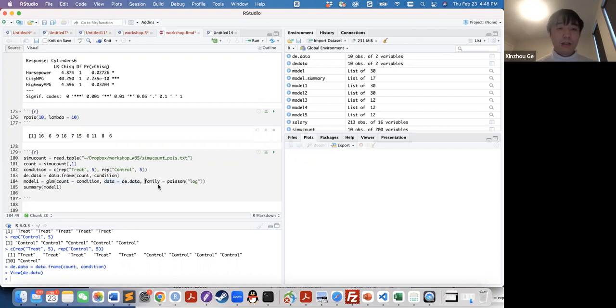The final input argument is the type of regression we are using. Here we are doing Poisson regression, so we make family equal to Poisson. And within the Poisson, we will have an input argument, which is the link function. This link function means the relationship between the response and predictors.